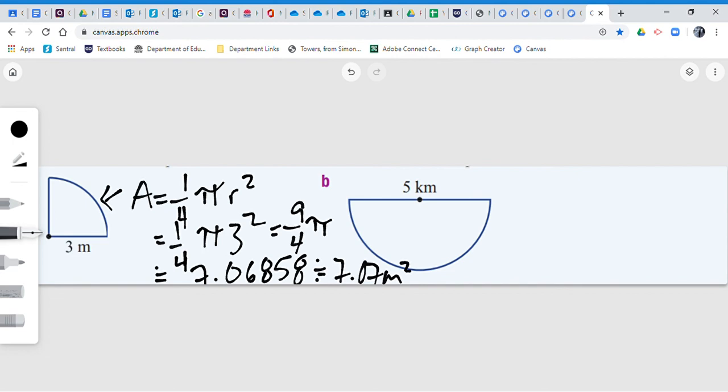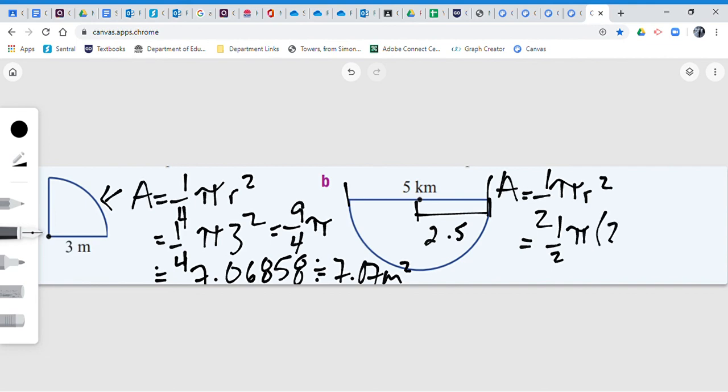And then for this one, don't forget that it's saying that 5 kilometers is the distance from here to here. With these questions, you must use the radius. You cannot use the diameter. So you have to divide it by 2 to get that length right there, which is 2.5 kilometers. So area equals half of pi r squared, which equals half of pi times 2.5 squared, which gives an answer of 9.82 when rounded to 2 decimal places, kilometers squared. So there's an example of how to do all those.